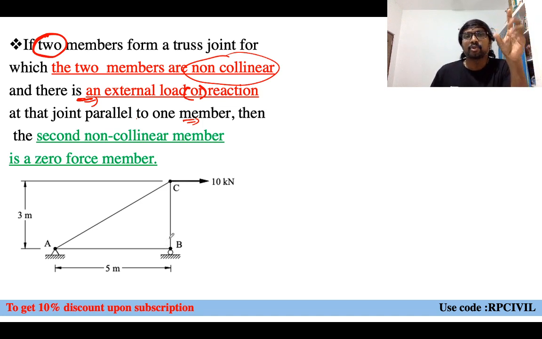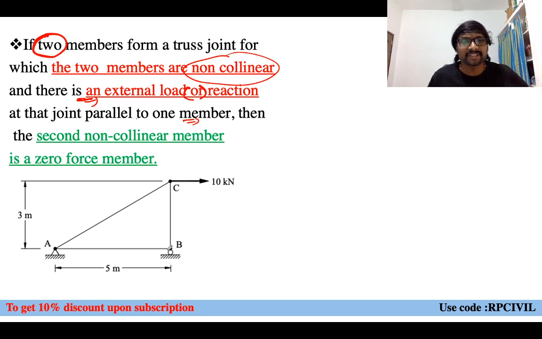If you observe, what is the difference between the first case and the third case? In the first case, two members are meeting, non-collinear, no external load or no support reaction, so forces in the two members are 0 obviously. And now two members are meeting, and one support reaction or one external force is parallel to one member, so force in the second member will be 0.